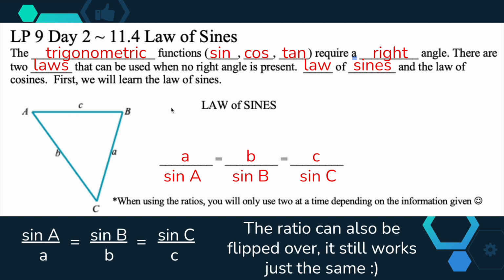They group them because that makes it a little easier to plug this in and know which sides I'm using. I've also seen this ratio flipped over. It works just the same. It's perfectly fine. It doesn't matter as long as you have A over A, B over B, C over C. You just don't want to mix those up, but it doesn't matter if you have the angle on top or the angle on the bottom. That's not a big deal.